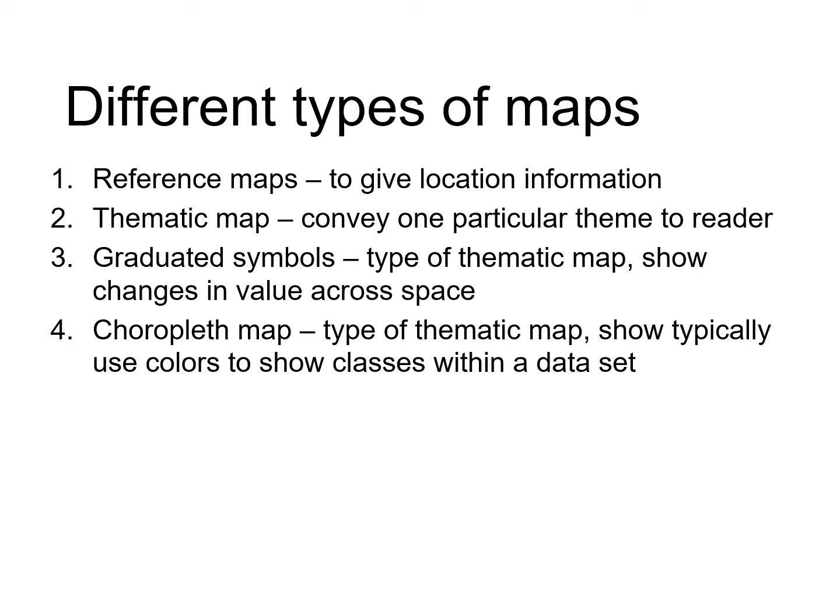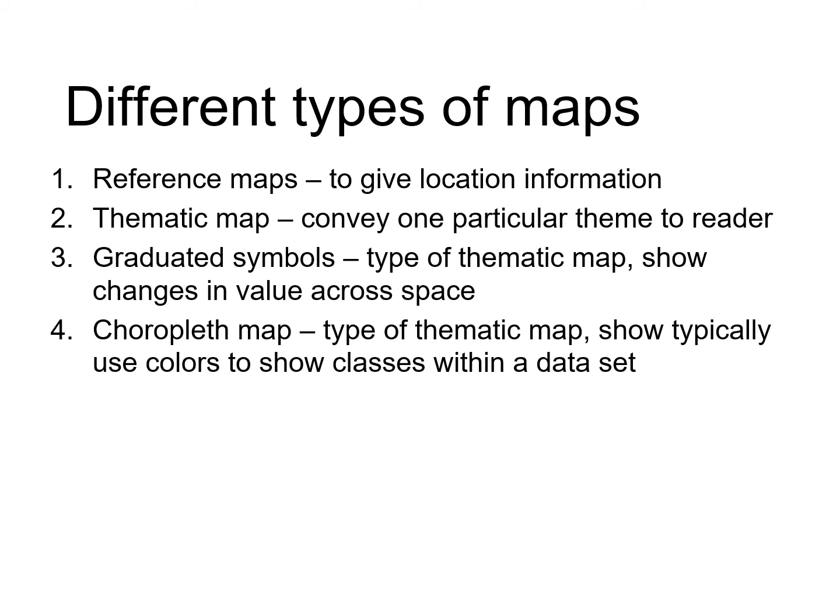Graduated symbols are a type of thematic map, and they typically show changes in values across space. Think of little tiny triangles representing volcanoes. The bigger the triangle, the larger the explosion last time that erupted, or maybe the frequency with which it does things, or maybe instead we look at dots for earthquakes. The bigger the dot, the higher the magnitude of earthquake. That's the kind of things that we're talking about here.